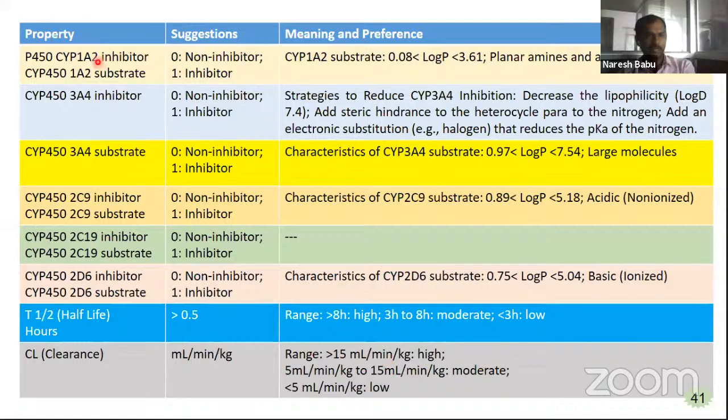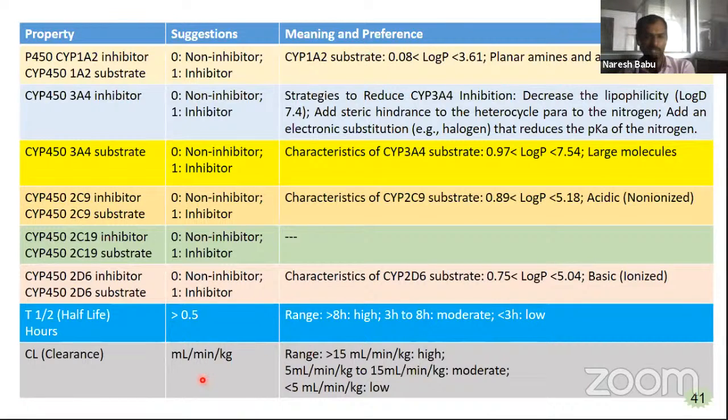And here I represented the different cytochrome P450 inhibitors and substrates, where 0 indicates a non-inhibitor and 1 indicates an inhibitor in the result. Next, the half-life should be greater than 0.5. If it is greater than 8 hours, it is a high half-life; 3 to 8 is moderate, and less than 3 hours is a low half-life.